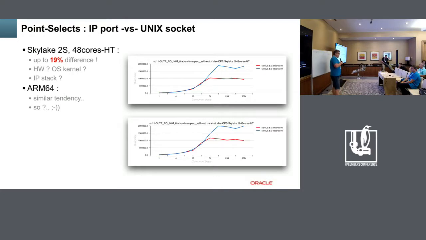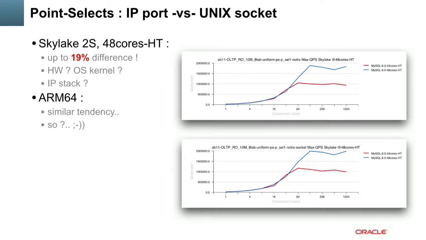Now about the network. In fact, as I told you this morning, MySQL has tons of problems on any side. On MySQL, you can use a Unix socket, which is local, and you can use loopback. This is about loopback IP port, and this is about Unix socket. The difference can go up to 19%. And it seems like it's directly coming from the IP stack.